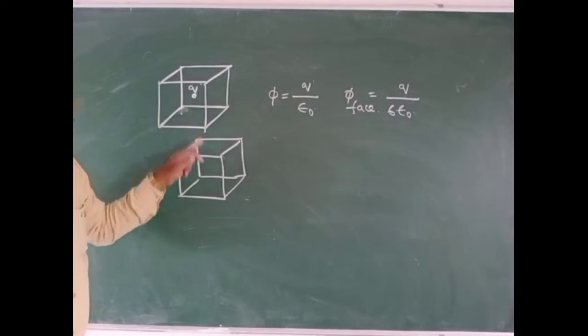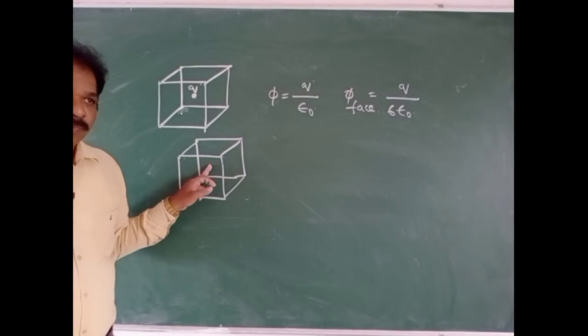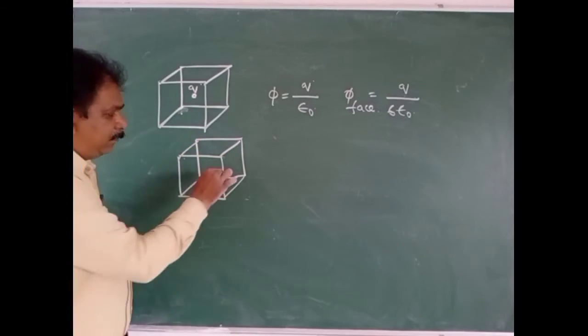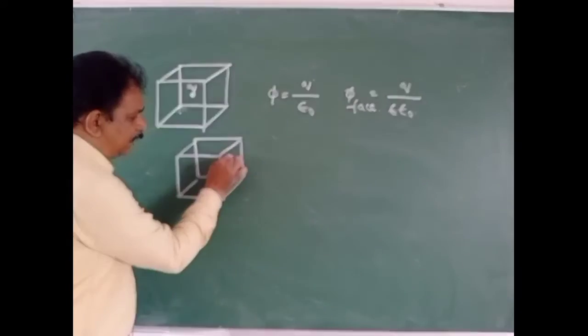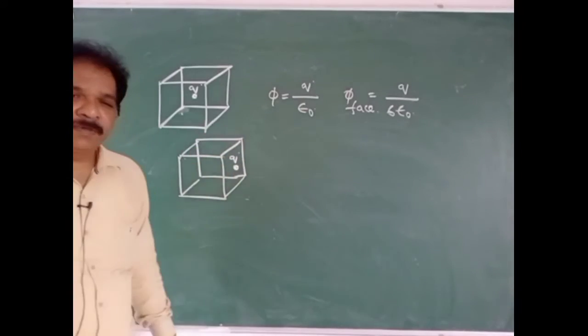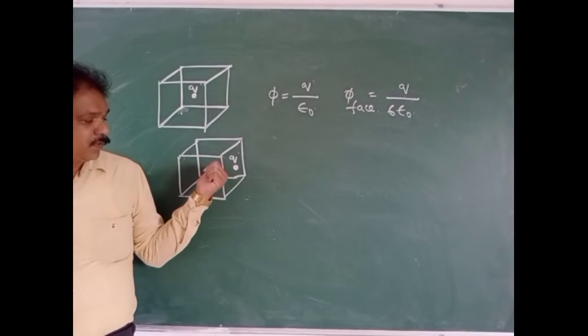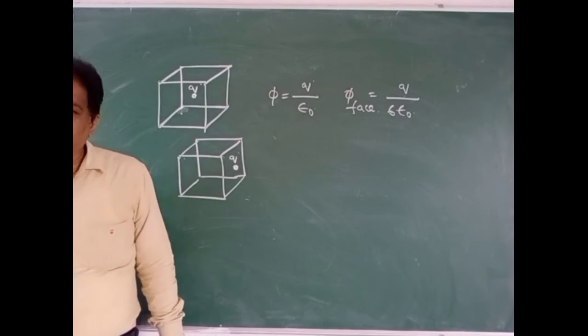Here we kept the charge at the center of the cube. Now one side will be there, right? At the midpoint of one side, we kept the charge. What is the flux through this cube? Like that, questions will be there.